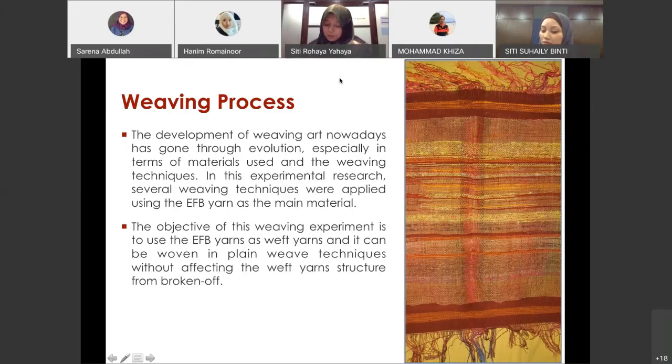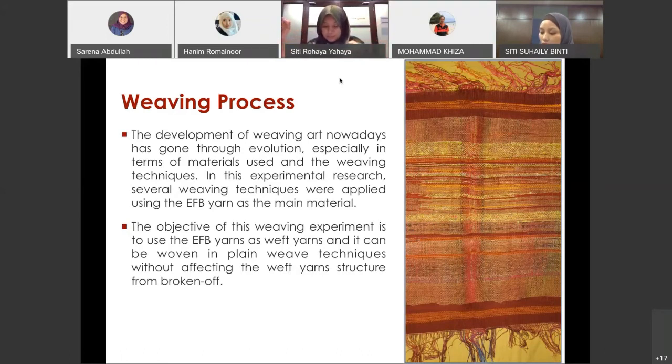Okay, the length of EFB yarn for the warp needs to be shorter, to reduce the potential of yarn breakage. That means for the warp yarn, we cannot use long yarn. We can only use short yarn, to avoid breakage of the yarn.